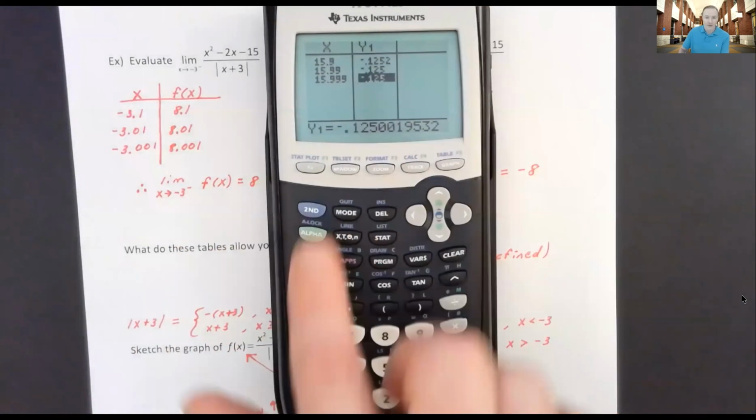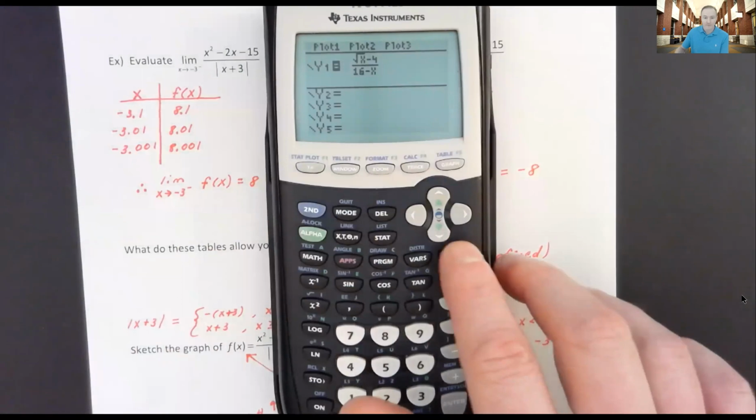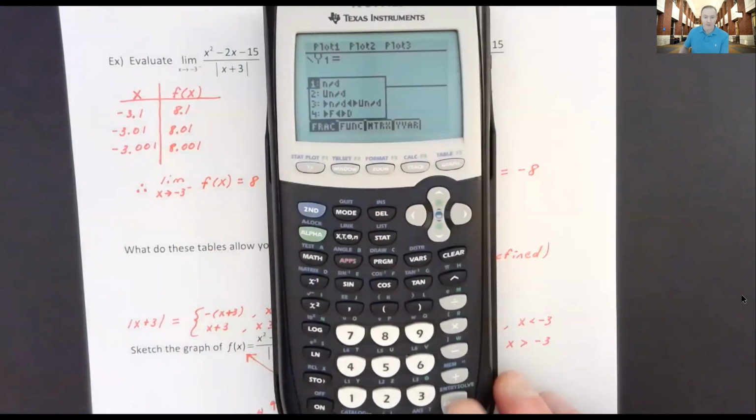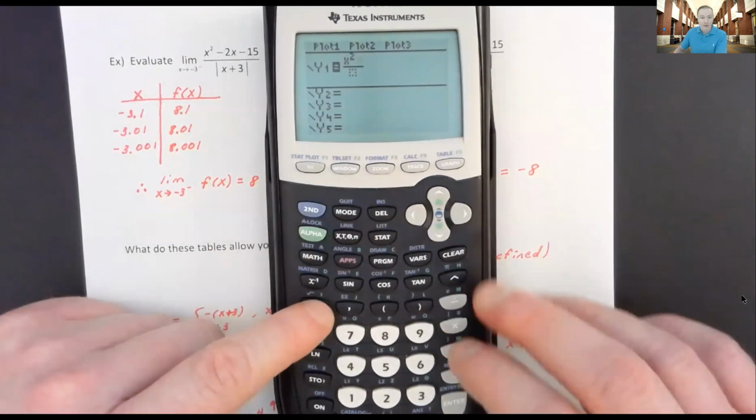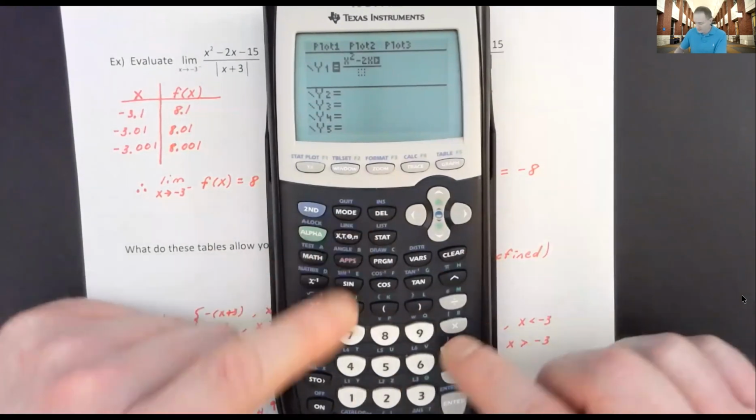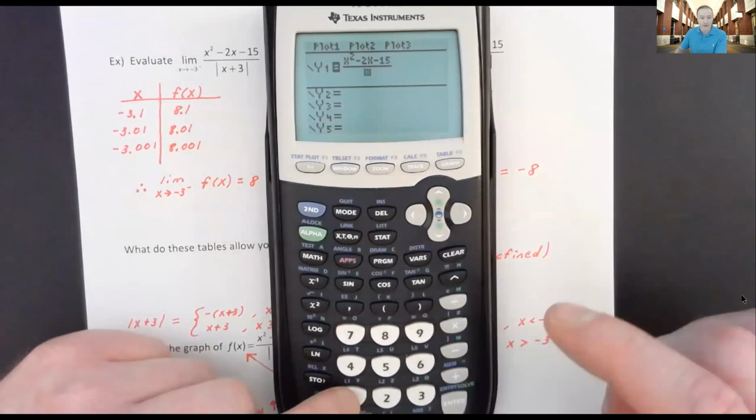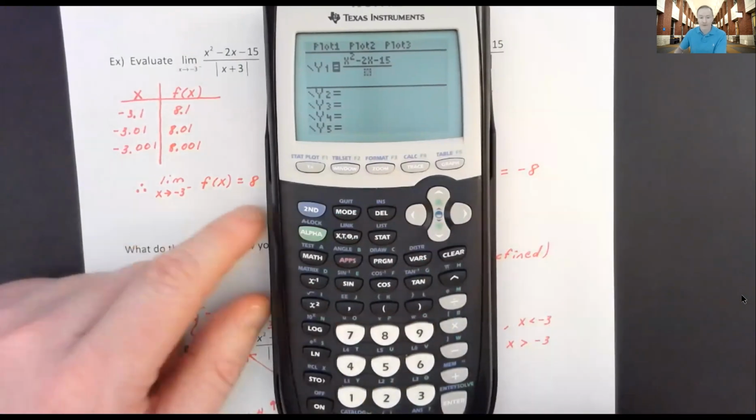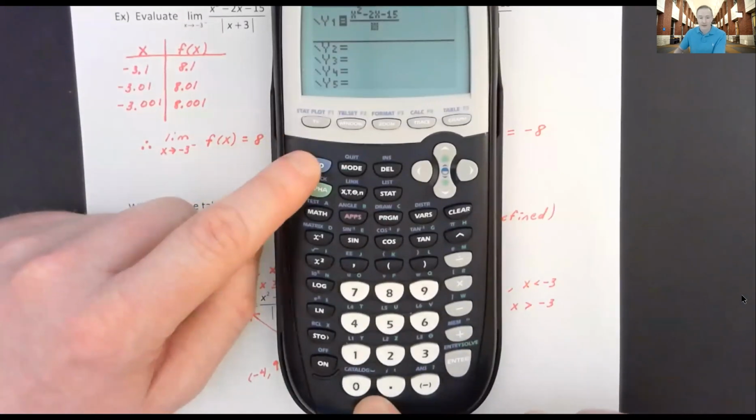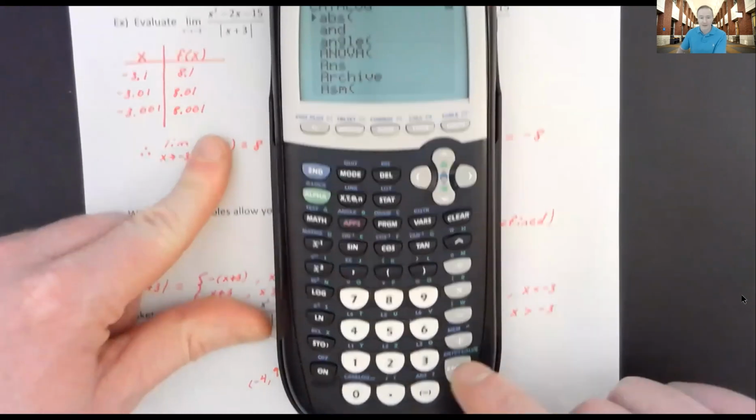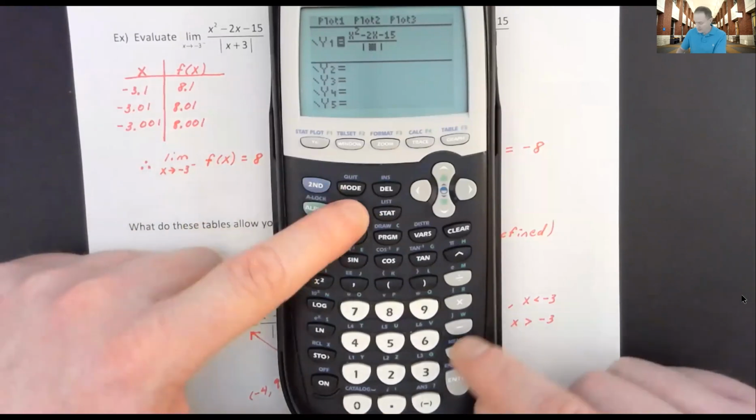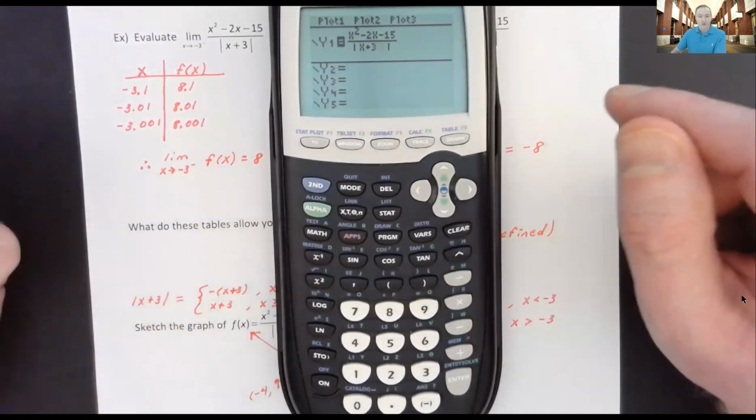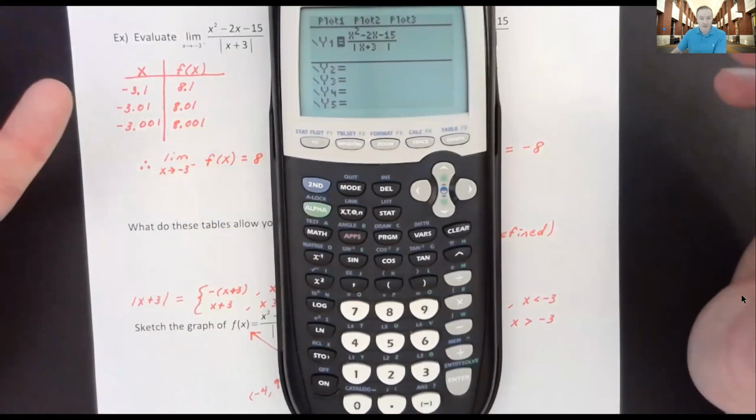Now you can see I put the values in there already. Let me show you how that goes into the calculator. I'll do alpha y equals to get the fraction button, and then x squared minus 2x minus 15. We are dividing that by the absolute value. The quickest and easiest way to get absolute value is just second 0, and it's the very first one, and absolute value of x plus 3. Okay, so I have my function set up.